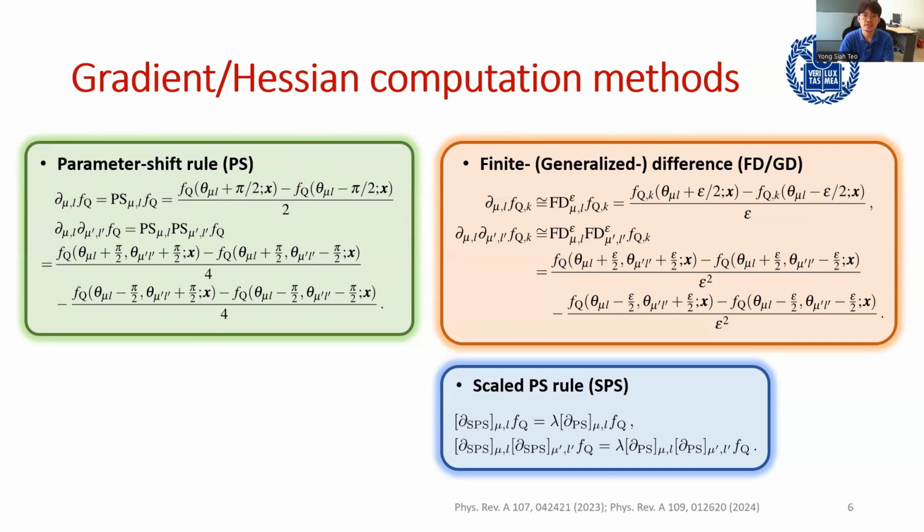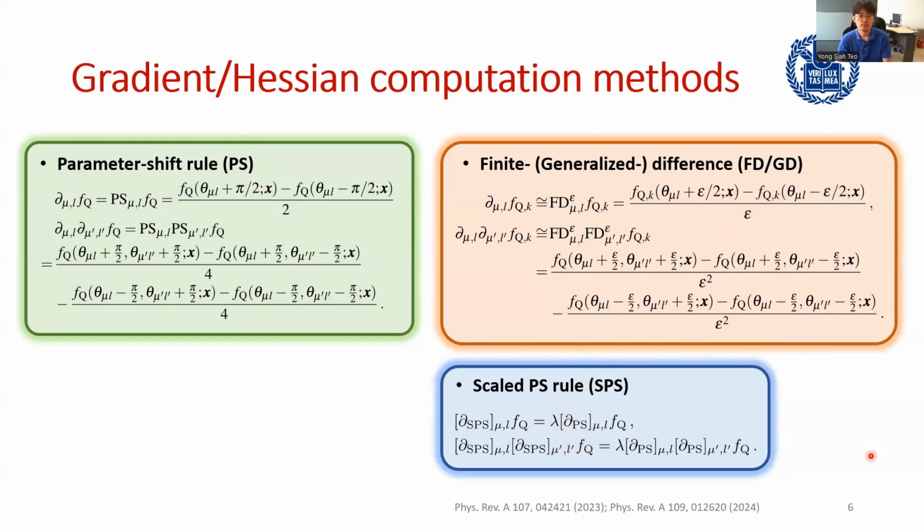These are techniques which we are all very familiar with, especially in the IEEE community. For example, the finite difference method, or the generalized version of it, computes the gradient and Hessian components approximately with some finite step size that is non-zero. Ideally, you would need to set the step size to 0 in order to exactly compute the gradient and Hessian components. Another kind of approximate way of computing the gradient and Hessian components is to scale the parameter shift rule, thereby introducing a prefactor similar to the step size epsilon over here.